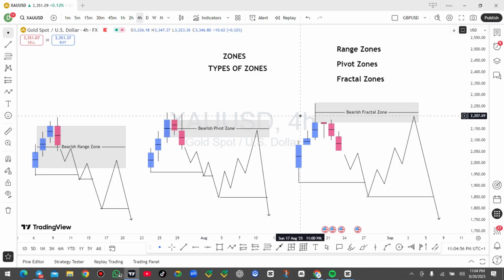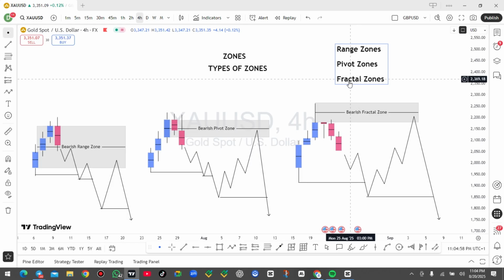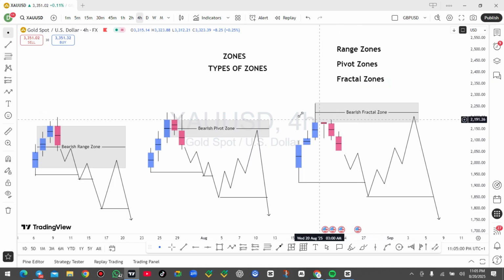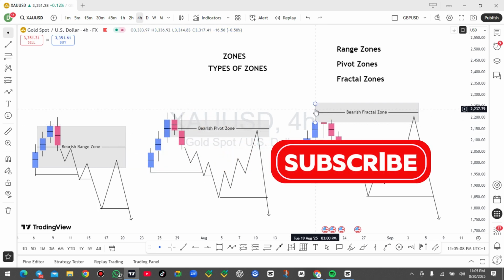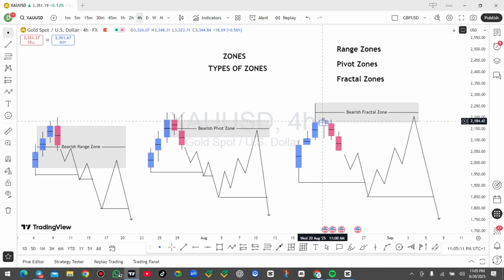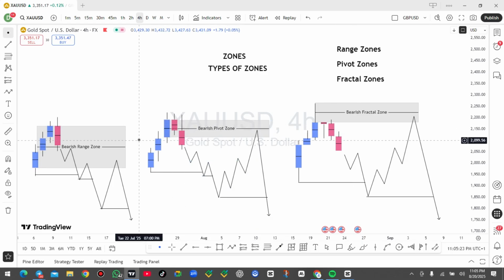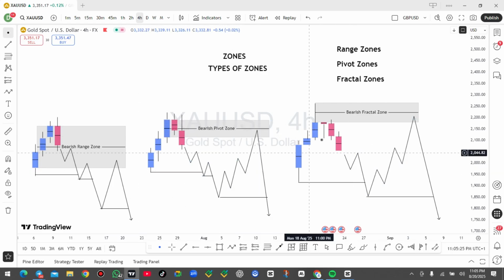So now, the last here is fractal. And you can see that on fractal, we didn't highlight the body of the candles, but instead we only highlighted the wick. Why? Because it is fractal. It is very, very fractal. So the wick is only highlighted. So now let me start like this. You see, this is how it goes using all this in your analysis.